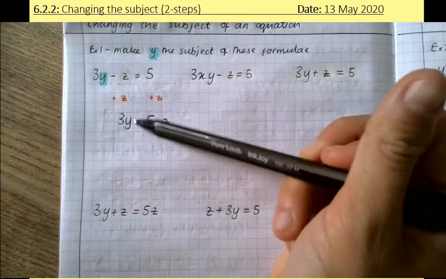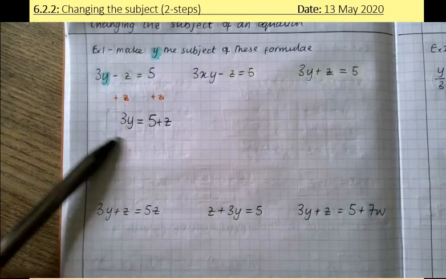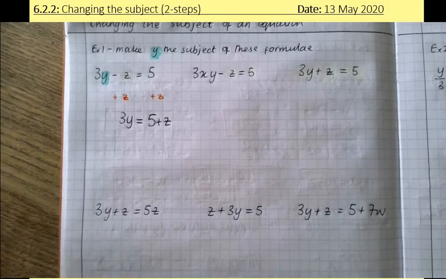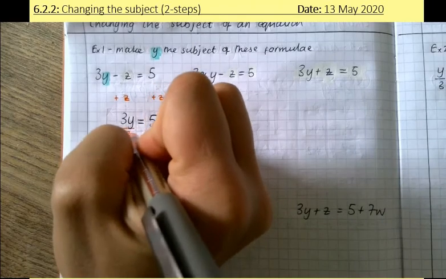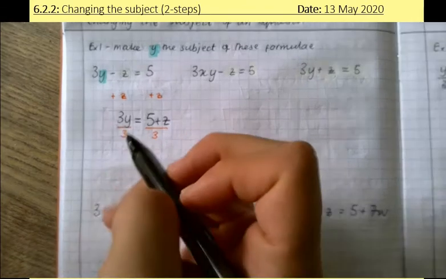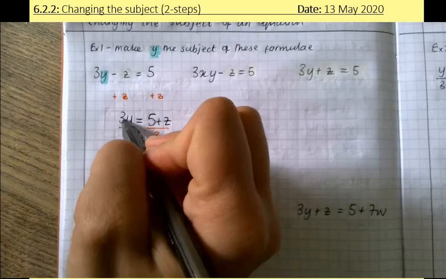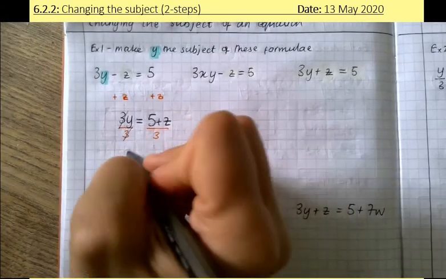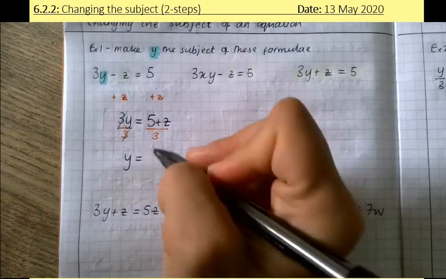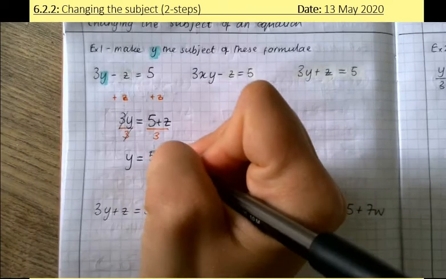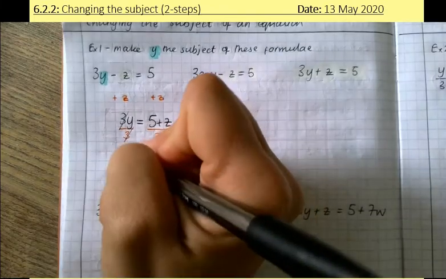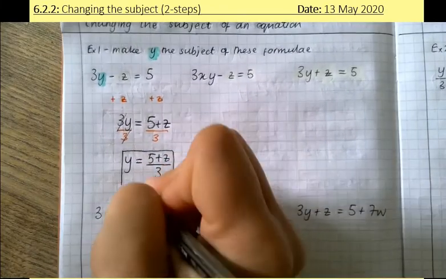Next, I'm going to sort out or undo this multiply by 3, and the way to do that is to do the inverse. So we would divide both sides by 3. And on the left hand side, well, I have 3 over 3 and they are going to cancel to give me just y, which is good because I want to make y the subject. And then over here I had 5 add z all over 3. And that is the answer because I have made y the subject.